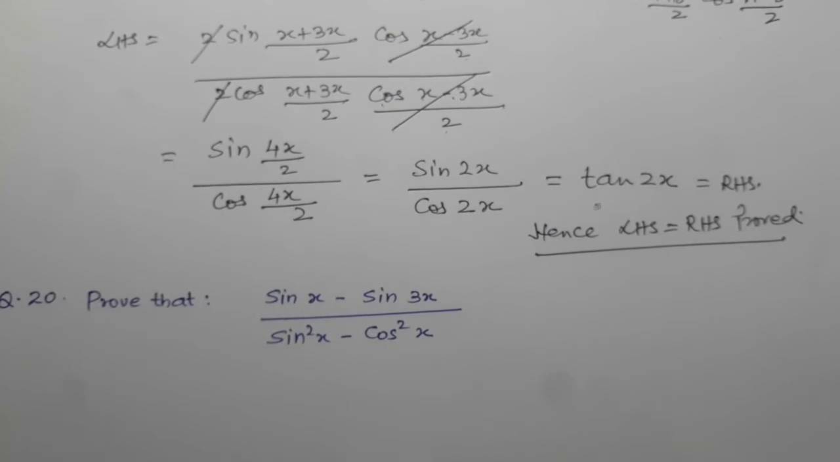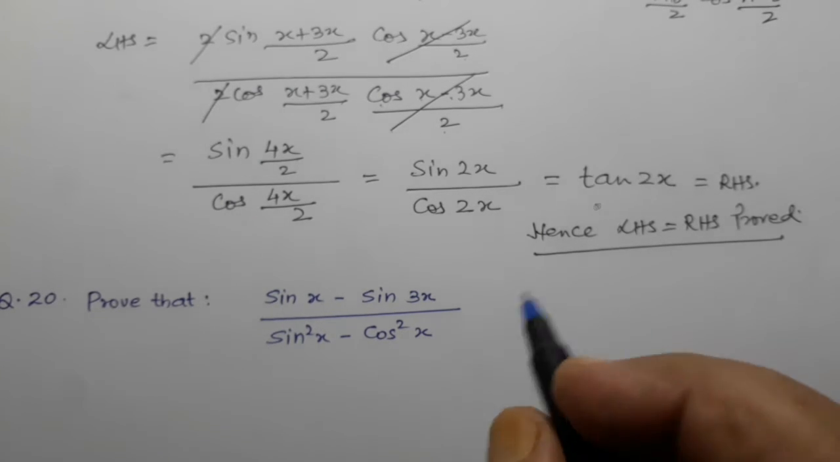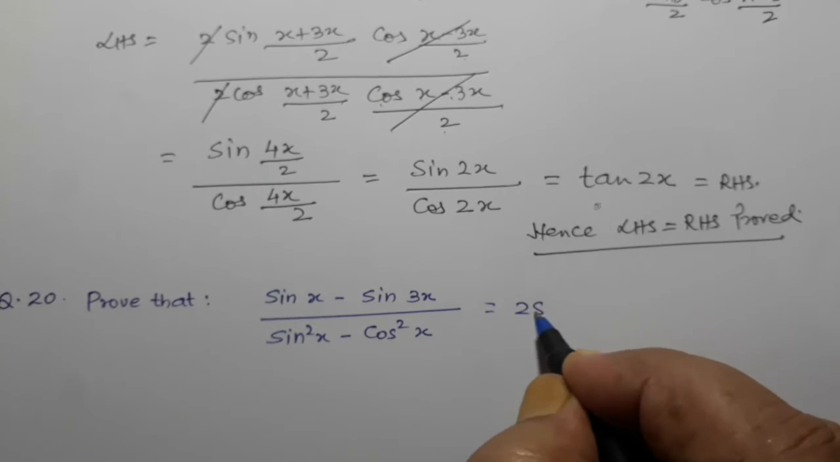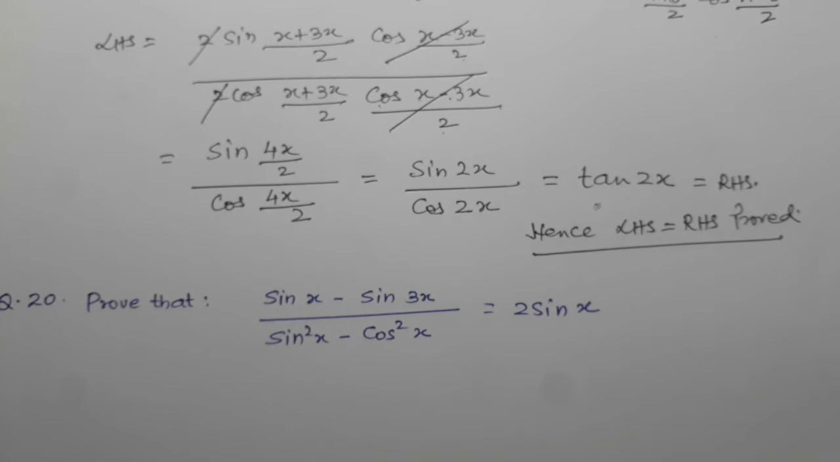20. Question is prove that sin x minus sin 3x divided by sin square x minus cos square x equal to 2 sin x. This is the question.